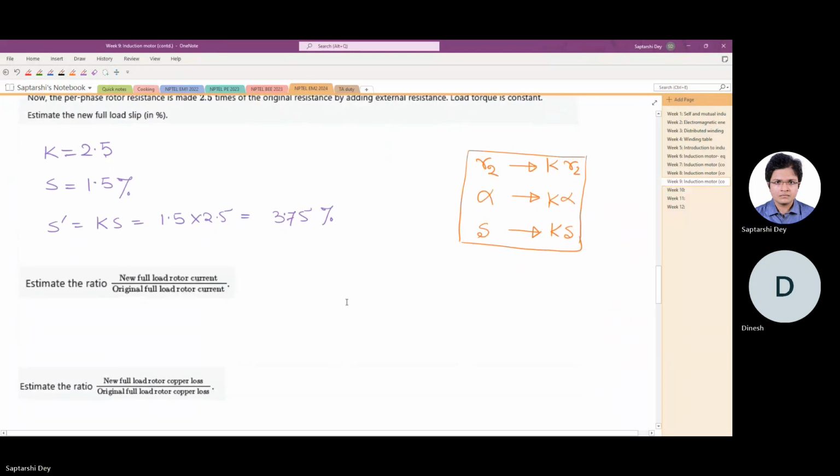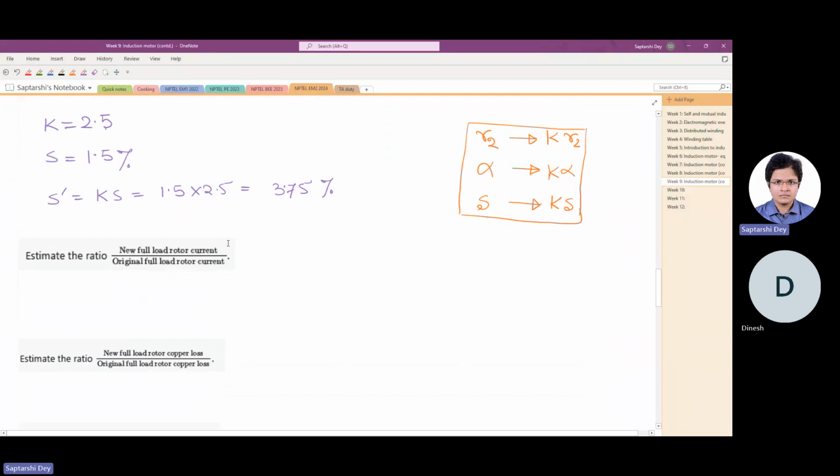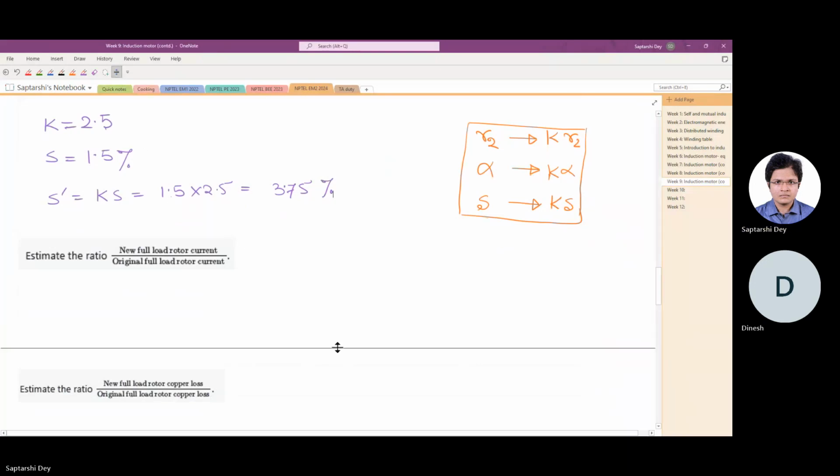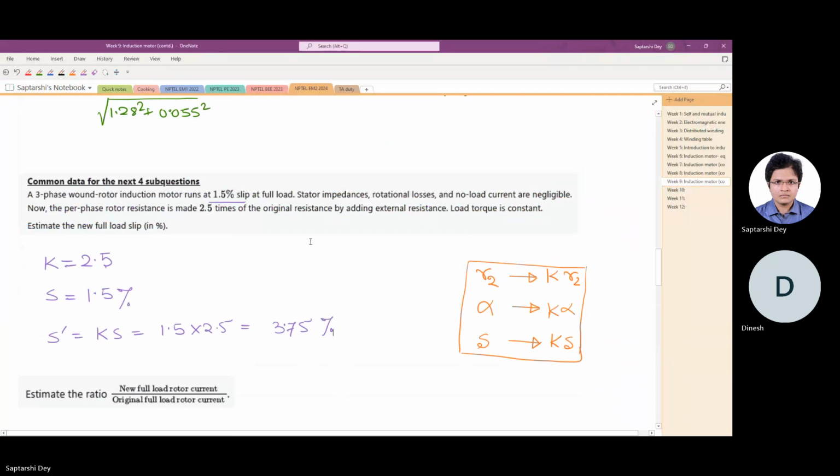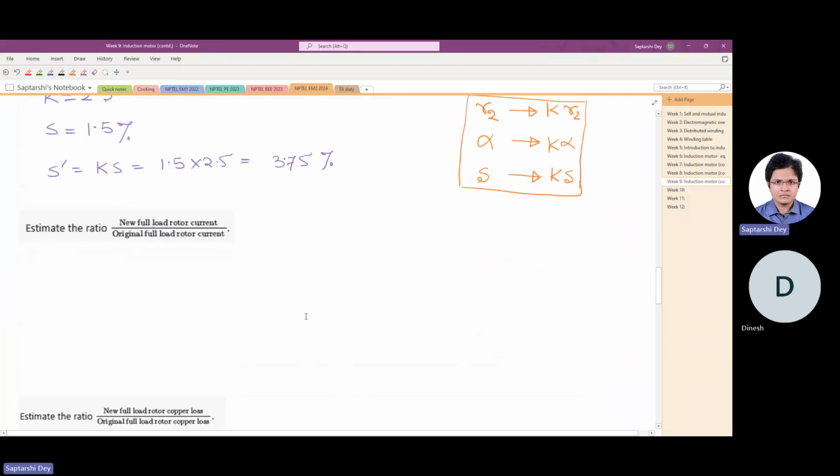Estimate the ratio of the new full load rotor current to the original full load rotor current. So values are given. R2, X2 values are not given. Let us see. Okay, it is not required.